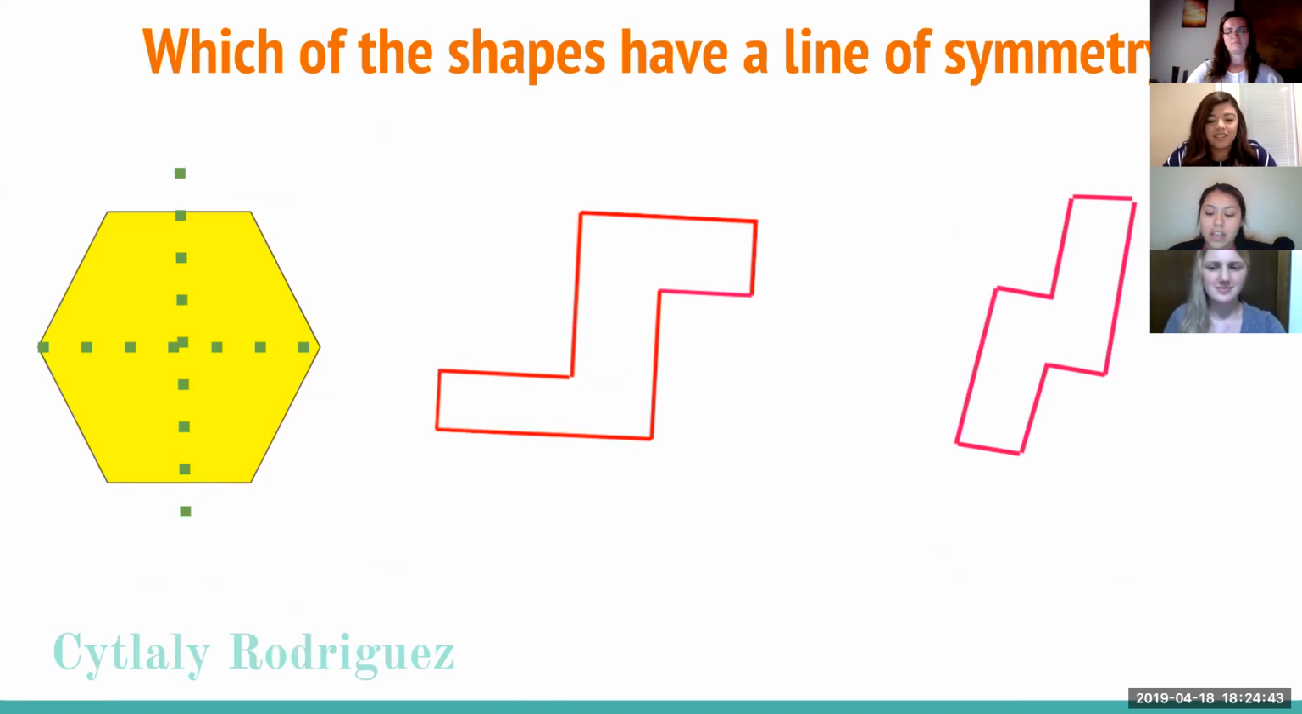Correct, Jasmine. Here are the three shapes given to us. Therefore, the hexagon, we could see that it has two lines of symmetry. If it's folded horizontally and vertically, we see that the sides match.